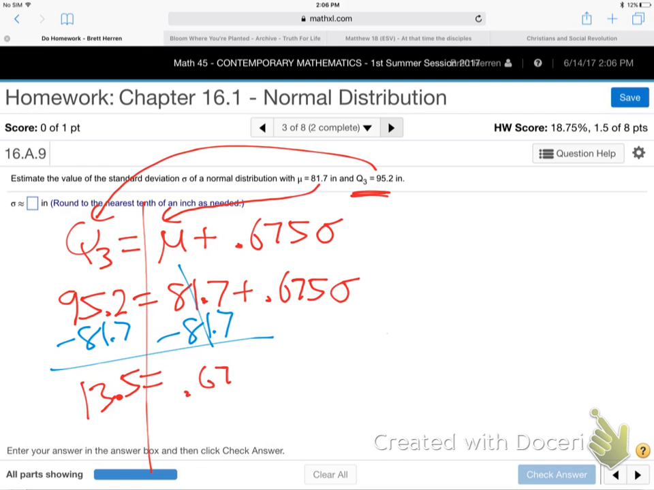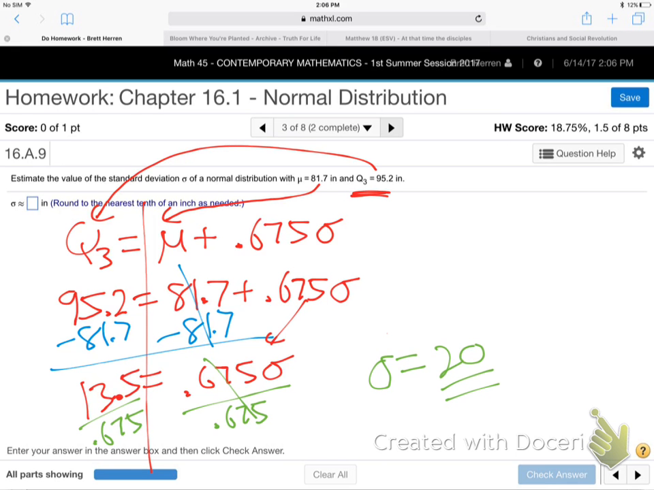Equals 0.675 sigma. What do you do now to get sigma alone? Divide by 0.675. Is it like 2? Or something close to 2? It's exactly 2, isn't it? Maybe I'm wrong. 20. Is it 20? Exactly 20? So sigma is exactly 20 on that one.